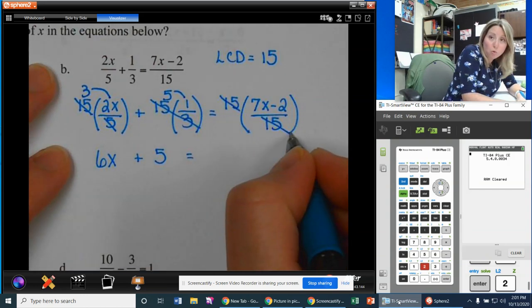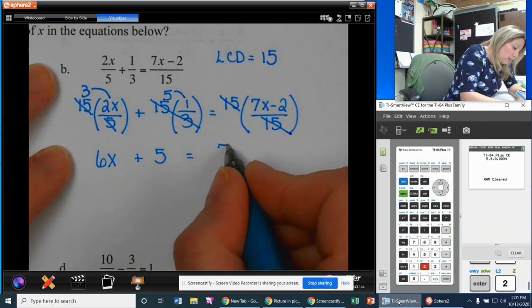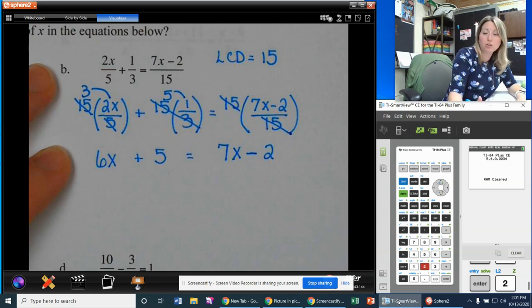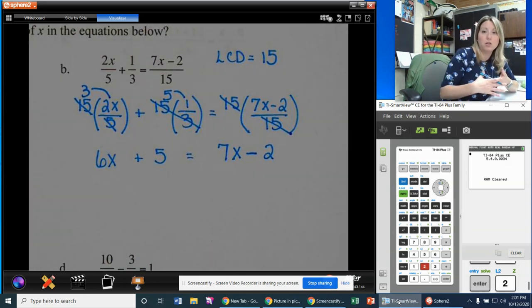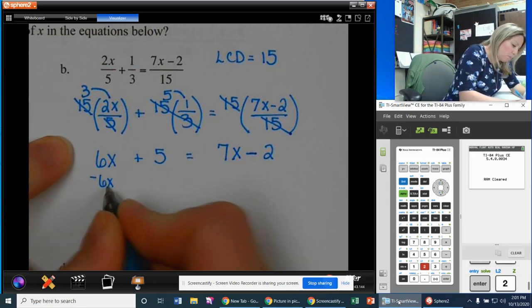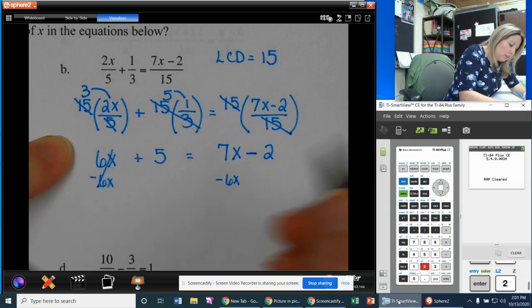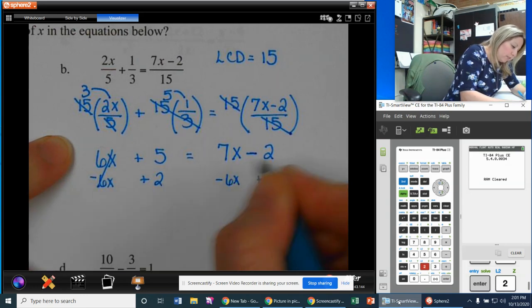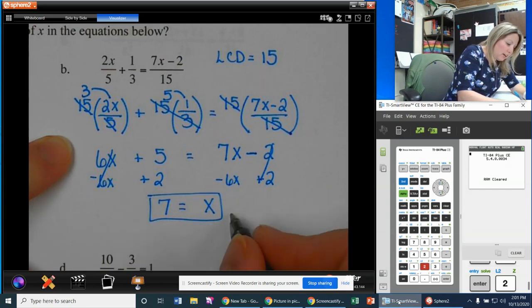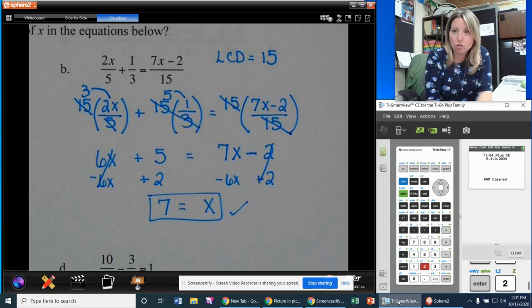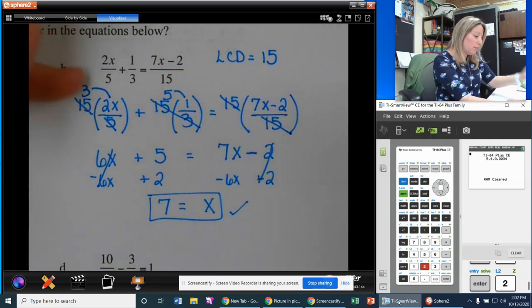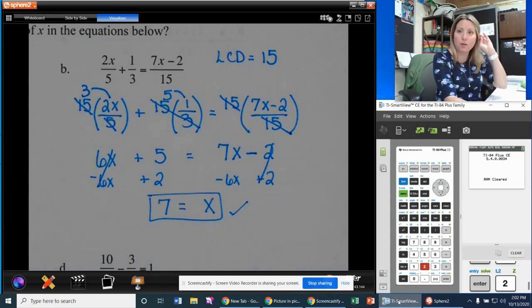15 cancels to a 1, so this whole 7x minus 2 comes down to this line. And now it's just a simple equation to get all the x's on one side and all the numbers on the other, okay? So minus 6x from 7x here, and add 2 over here, and you get 7 equals x. And again, I can keep that because there wasn't a value x could not be equal to, because there was no variable in denominators here. So we only have to worry about what x can't be if there's a variable in the denominator.